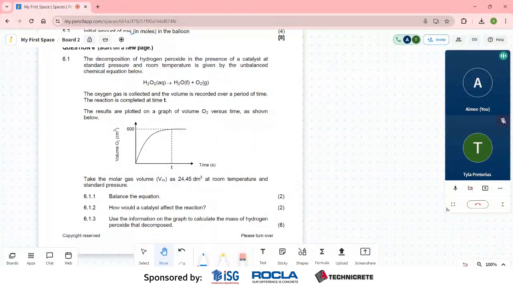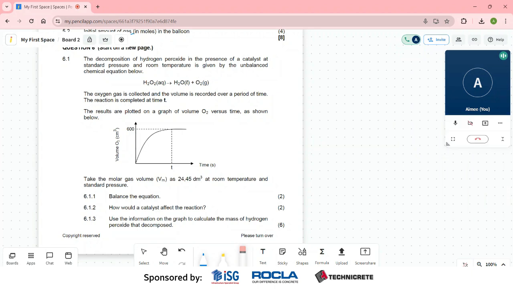Okay, so we're going to start with balancing the equation. Remember, you're trying to make sure that you have the same number of atoms of everything on the left-hand side that you do on the right-hand side. So on this side we've got 2 hydrogen and 2 oxygen. And on this side we've got 2 hydrogen and 3 oxygen. Okay, so what do we do?